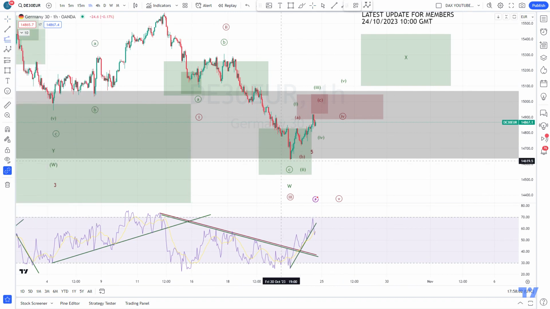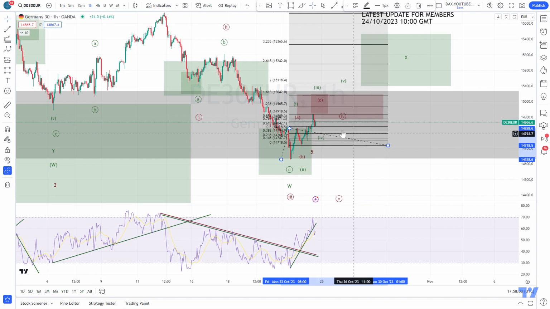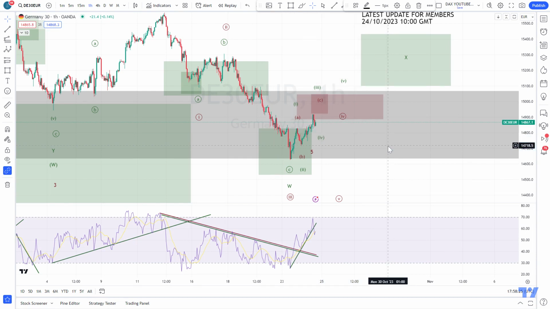If we take the length of the wave A here, the length of the wave B, then this area between the 1 and the 1.618 FIB extension could be the area where the wave 4 ends as an A, B, C structure. And we also had a reaction from here. So now we have to see. So far, this is clearly 3 waves. So this can be the wave 4.